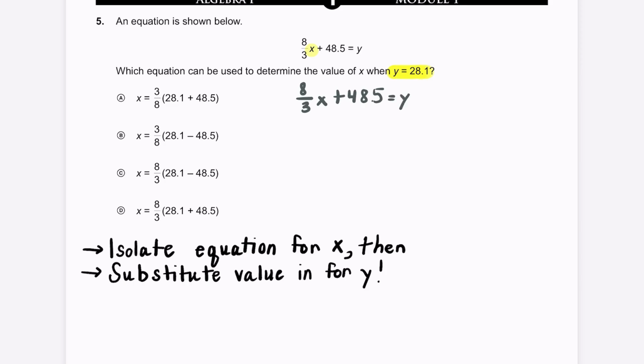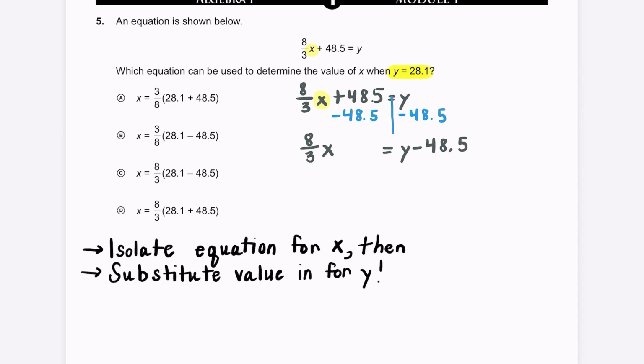my goal is to isolate this variable x here. And how we're going to do that is we're going to draw our line down the equal sign, and we know to get that x term by itself, first we need to subtract that 48.5 from both sides. So we're going to do that first. That's going to leave us with 8/3 x on the left, and it's going to equal y minus 48.5.